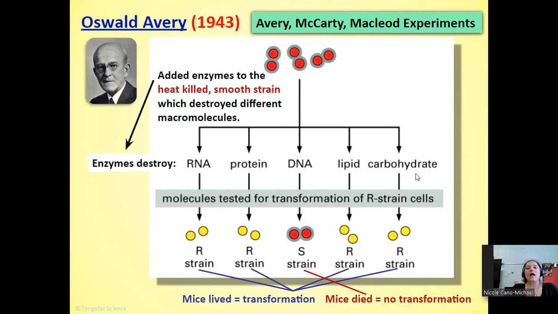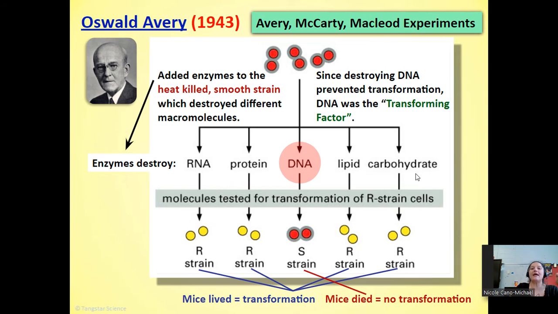So why? Well, RNA, protein, lipid, and carbohydrate all have the same result: a transformation. And then when you take out the DNA, you have death. That's a different result. That tells us that the DNA was responsible for the transformations that occurred previously in the other tests. Because when you take out the DNA, you have dead mice. So, what ends up happening? Since removing DNA prevented the transformation, DNA had to be that transforming factor.